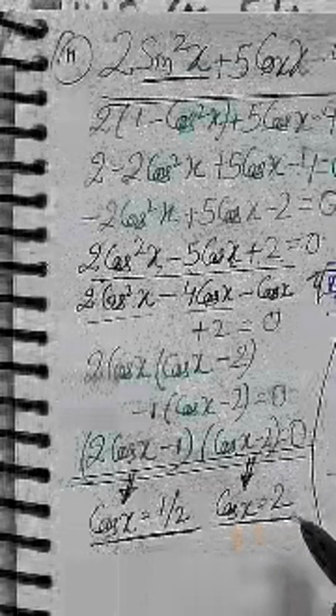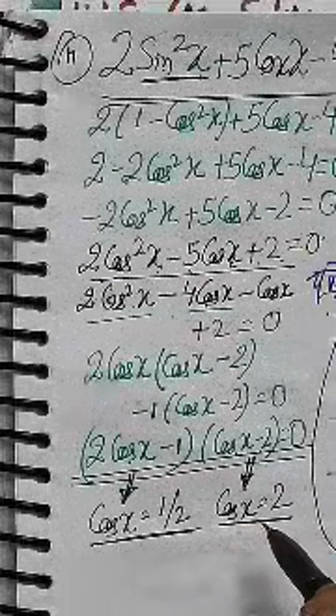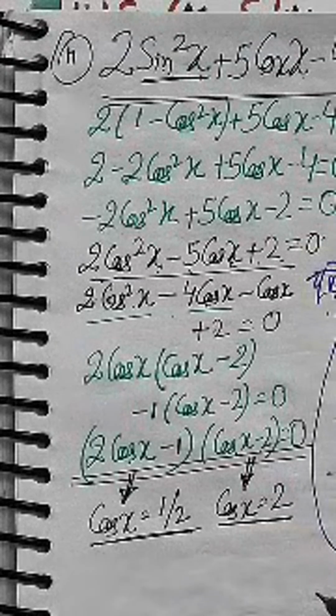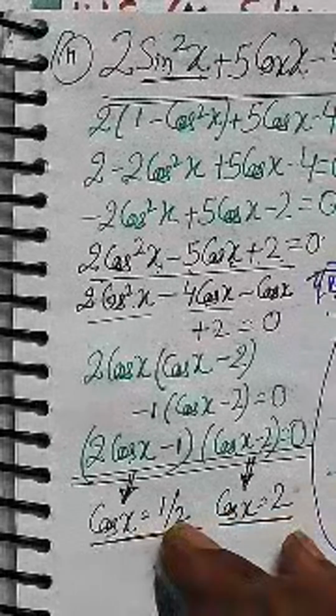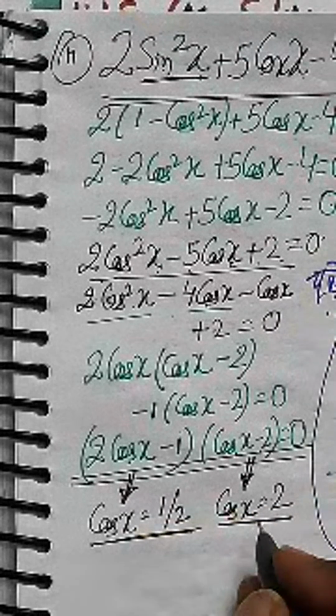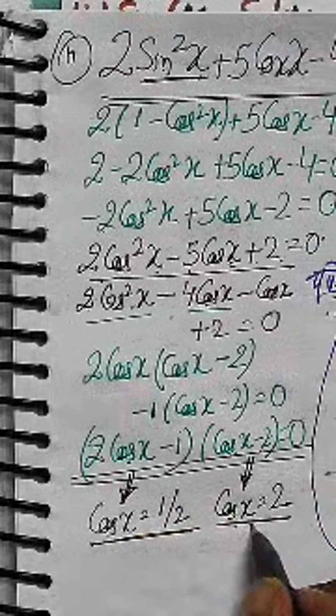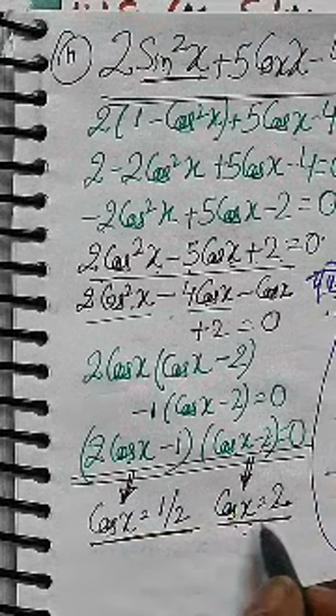But mind it, since the cos of an angle is positive in the first and third quadrant, we will discuss on this later on. First of all, can it be cos x equal to 2? Is it admissible?